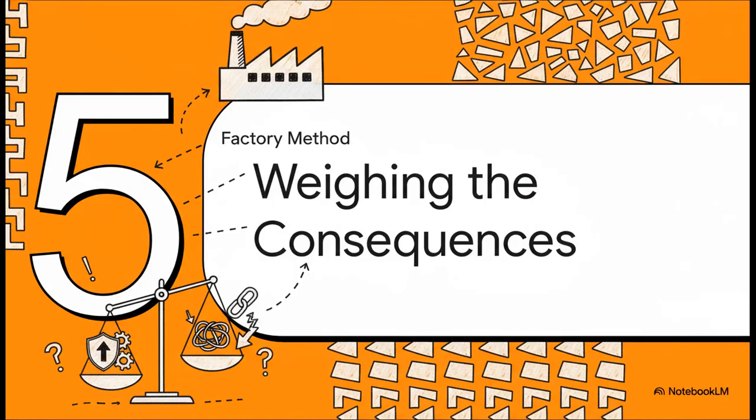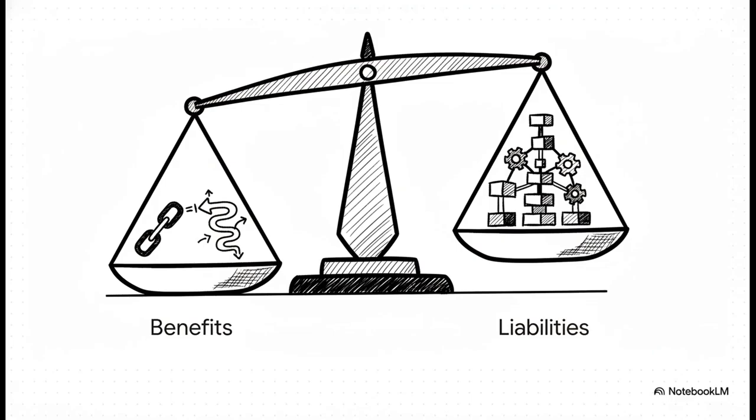So, like any tool, it's not enough to know how the factory method works. You've got to know when to use it. So let's weigh the pros and cons. The biggest win, by far, is that you decouple your code. It makes everything incredibly flexible. This is a perfect example of the open/closed principle at work. Your code is open to extension because you can add new factories, but it's closed to modification because you never have to touch that existing client code again.